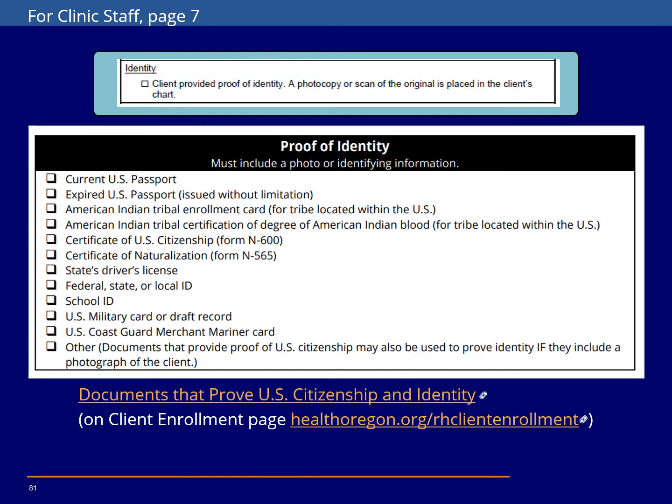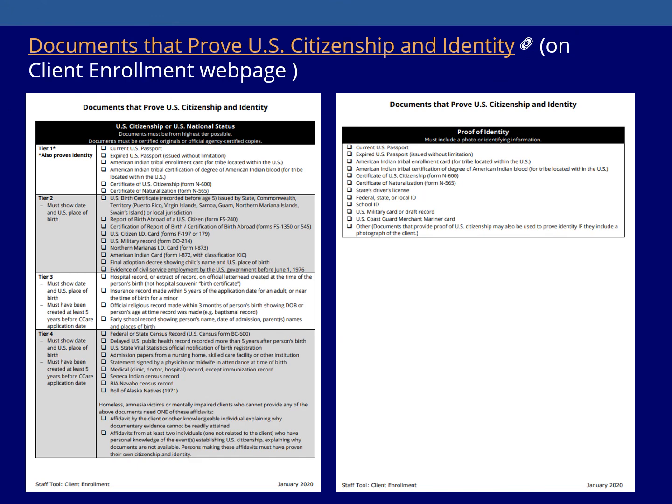Many documents that prove citizenship also prove identity, but not all. For example, birth certificates do not prove identity. When this is the case, be sure to ask the client for a driver's license or school ID. Make a copy of the ID and place it in the client's record. We have a resource that lists the different documents that can be used to prove citizenship and identity, and it lists which can be used for both. It can be found on our client enrollment webpage. And that's the enrollment form.